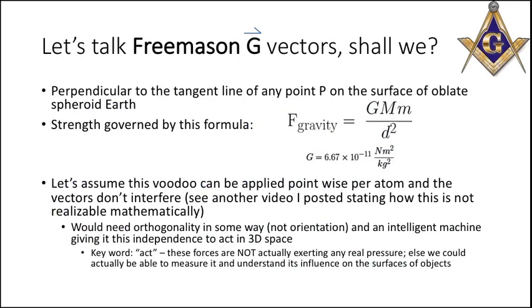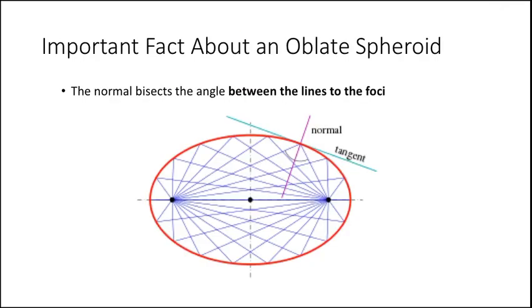So, but here we go. We have this framework, nothing controversial at this point. But here are some of the implications. So first we have to understand, how do we draw a normal line to this tangent on an oblate spheroid? And the mathematics is fairly simple.